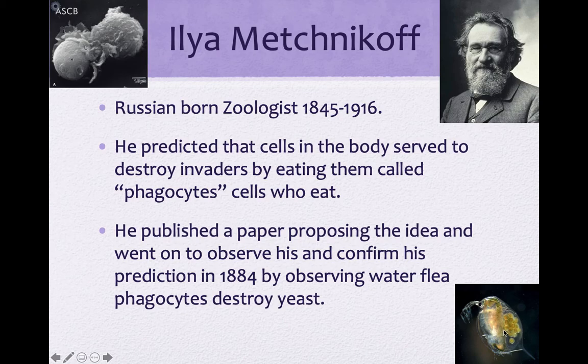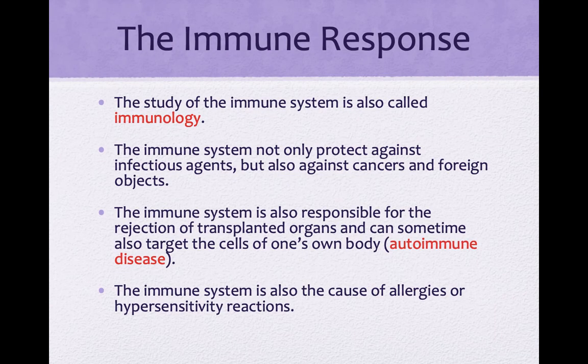So this was the very first step to identifying the parts of the immune system, the very first idea of the immune system, that there were things inside of the body, cells, that would eat other things inside of the body to try to protect us from getting sick. So, the study of the immune system is called immunology. Pretty easy, the immune system and the study of.